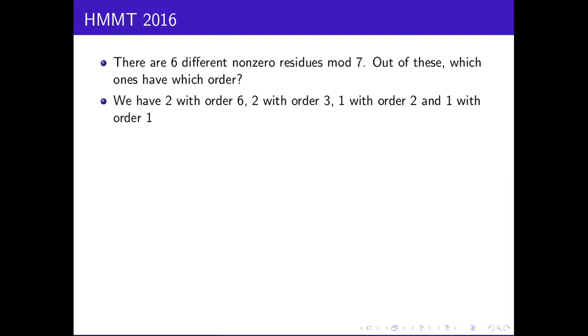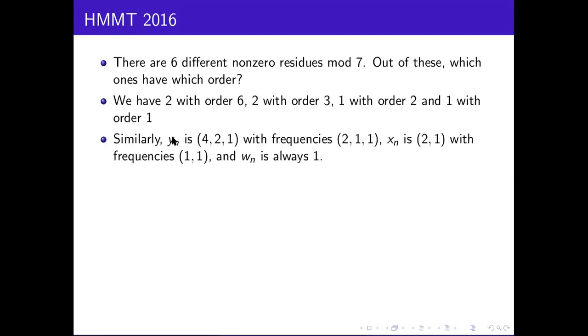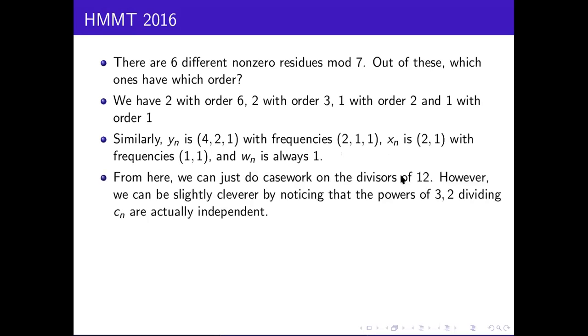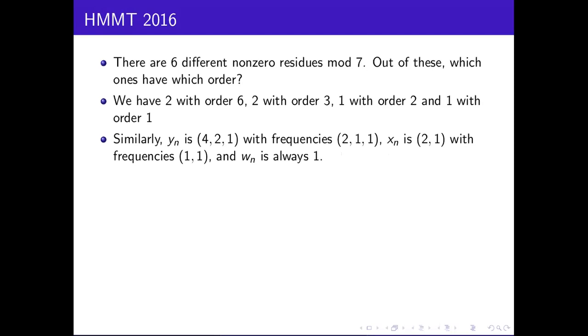And similarly, we can do this for mod 5, mod 3, and mod 2. So Y of n can be either 4, 2, or 1, since it has to be a divisor of 4. And these appear with frequencies 2, 1, and 1. And X of n is either 2 or 1 with frequencies 1 and 1. And W of n is always 1.